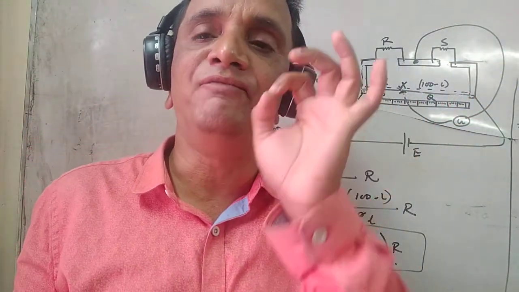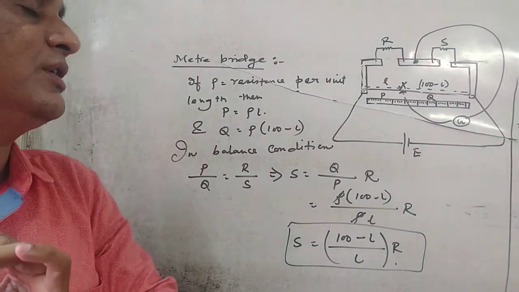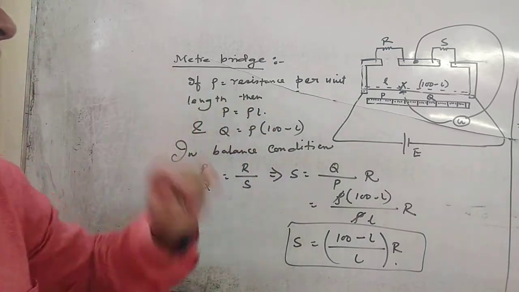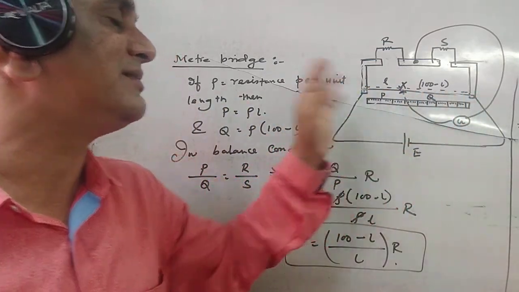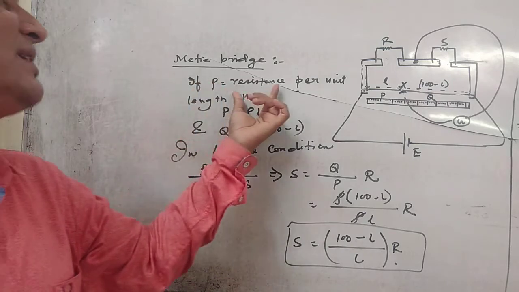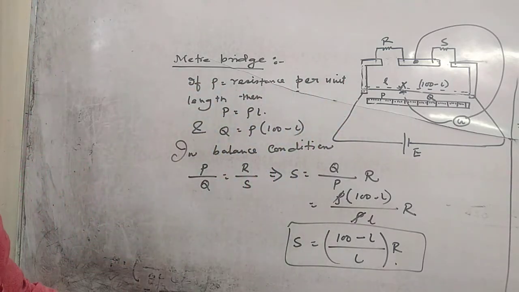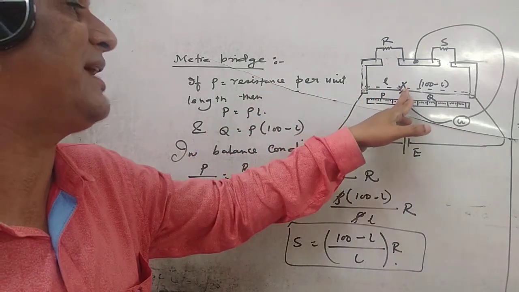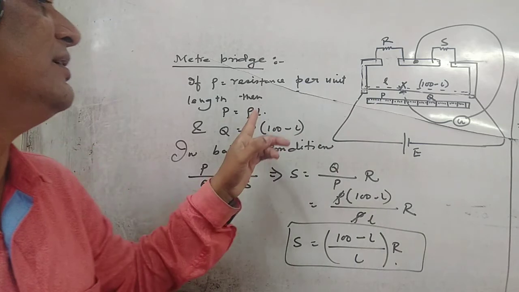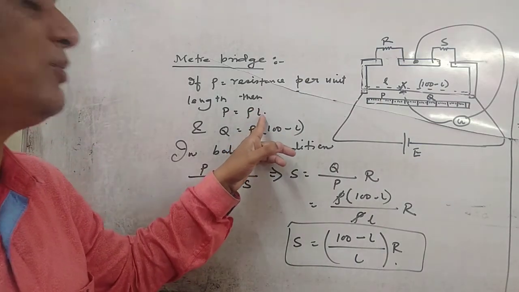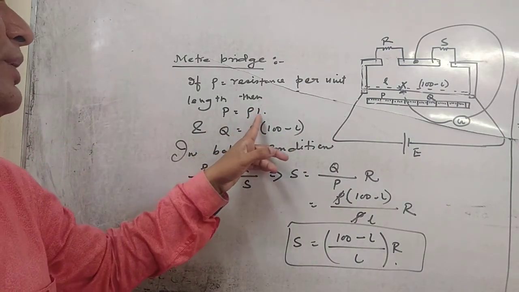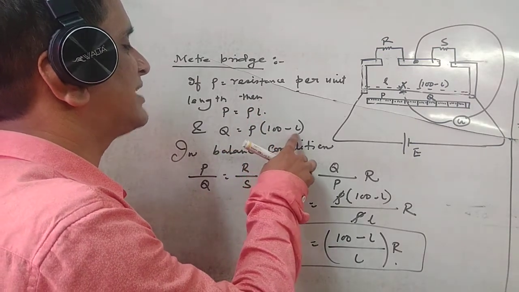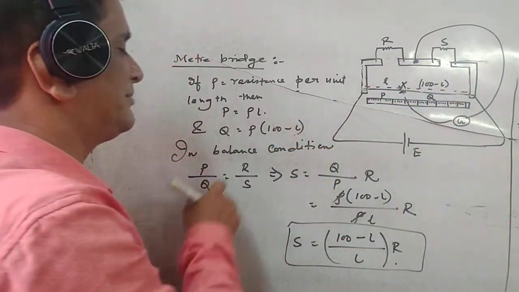We know that every wire has a resistance. Suppose we have assumed that rho is the resistance per unit length of the wire. This wire is a resistive wire. Then up to the point X, up to the length L, its resistance will be rho into L. So P equal to rho into L. Similarly, Q equal to rho into 100 minus L, because the length is 100 minus L.